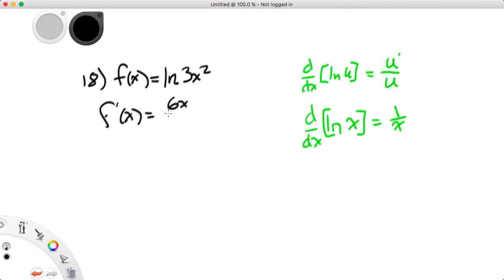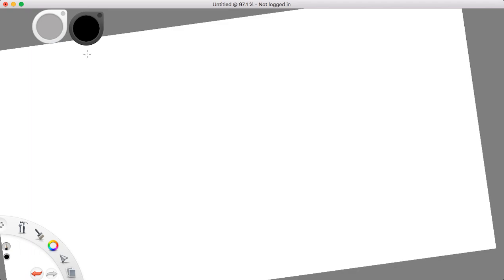By the way, the derivative with regards to x of ln of x is 1 over x, because the derivative of x is going to be 1. But I just wanted to put that in there because sometimes we forget what to do if we just have x. So anyway, back to what we were saying.